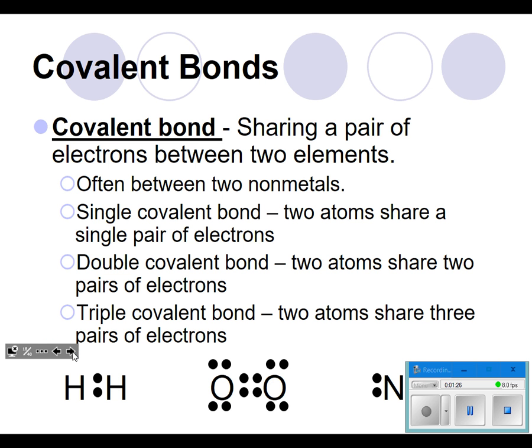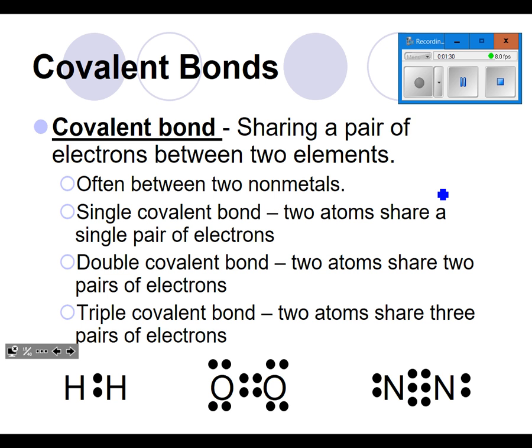And then we have something called a triple covalent bond, and that's when two atoms share 3 pairs of electrons. So they're actually sharing 6 electrons. So this would be 2, 4, 6, and this would be 8 for this nitrogen. And this would be 2, 4, 6, and this would be 8 for this nitrogen.